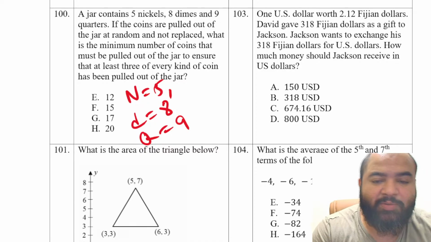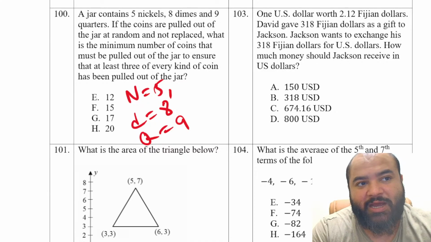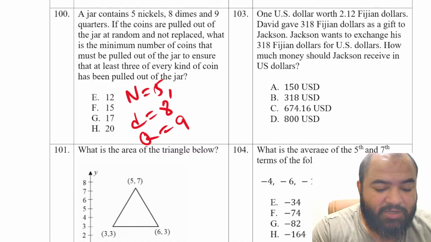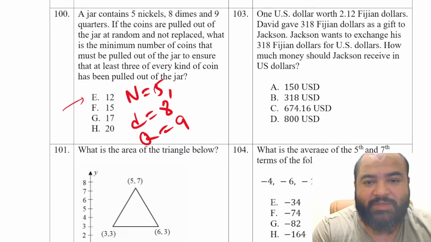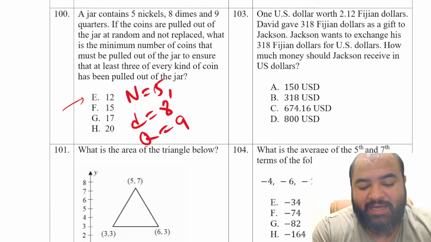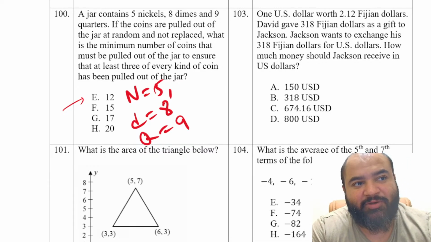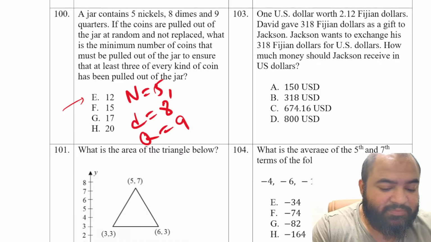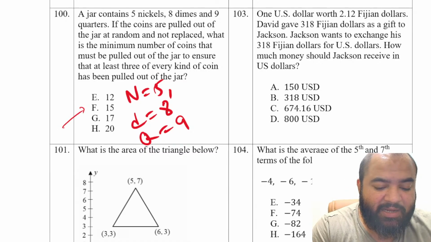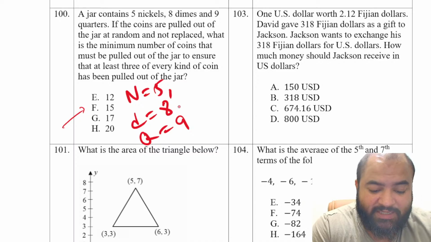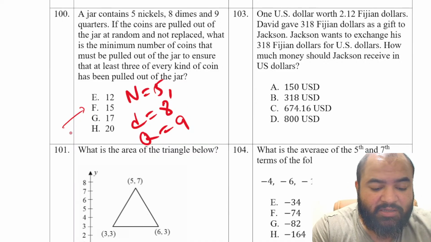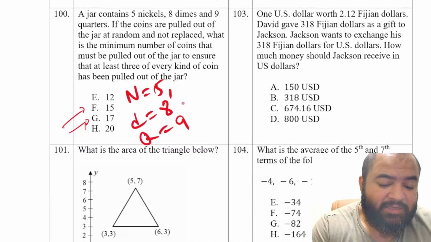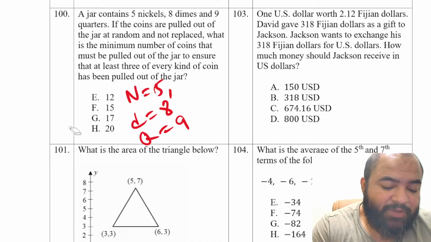It says, what is the minimum number of coins you need to take out to make sure that you have 1 of each? What I'll say is, if you take out 12, let's say, I can have 8 dimes and 4 nickels. It doesn't give you 100% that you're going to have each. If you have 15, I can have 9 plus 8, that's 17. More than that, I can have all dimes and quarters only. So you're going to pick 20.